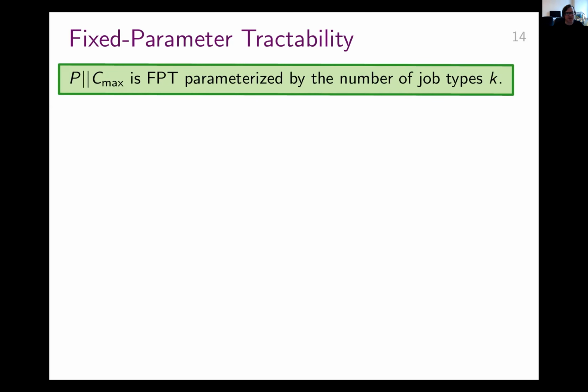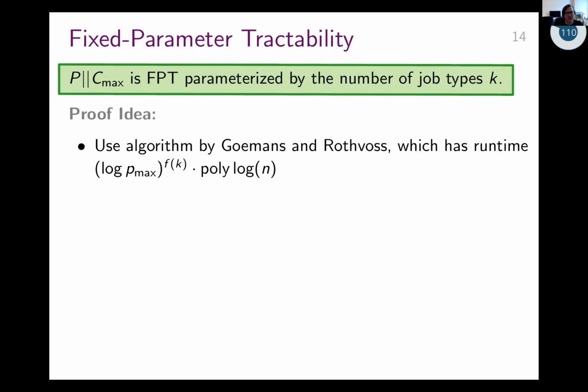So now I want to argue that PC max is FPT parameterized by the number of job types K. Now note that I don't have the HM, the high multiplicity version here. So the number of jobs, like you can pretend that each job is given individually, right? That's something I will want to exploit. Okay, so the proof idea is this.